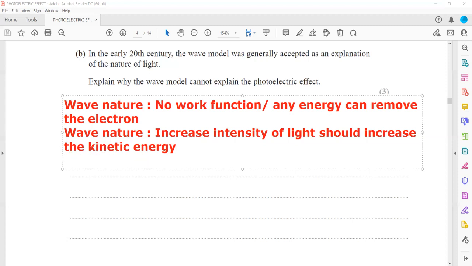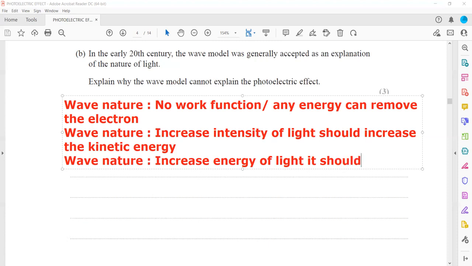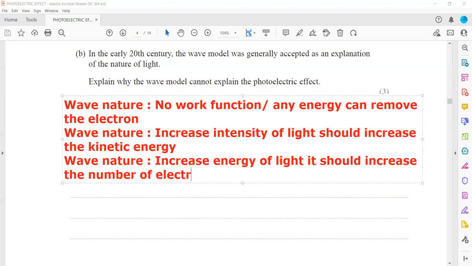But that does not happen. According to wave nature, there should be no maximum kinetic energy, and, opposite, when we increase the energy of the light, it should increase the number of electrons. But that does not happen. What happens is the opposite.